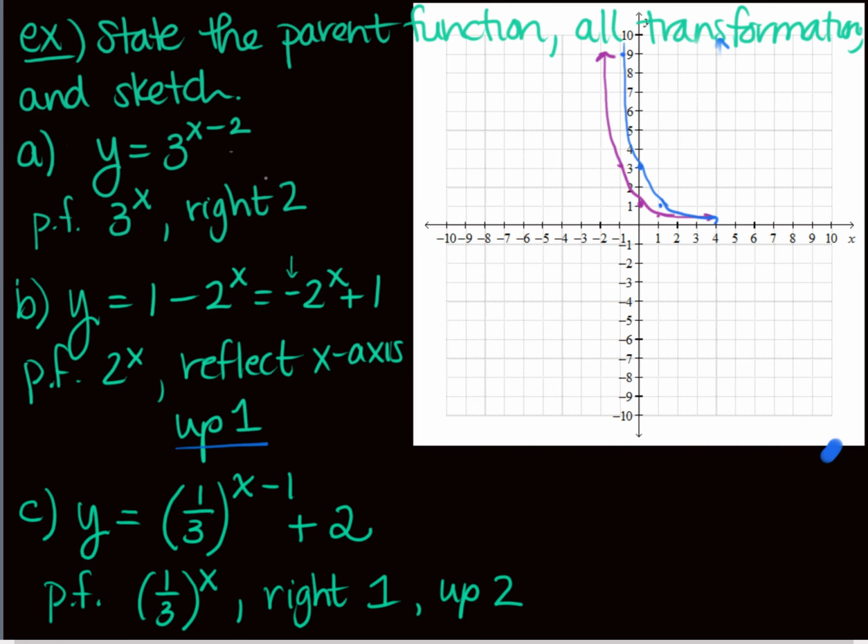So this guy's come over here, and now I want to go up 2. Now instead of having my asymptote at 0, it's actually shifted up 2. So we do have a new horizontal asymptote of 2. This pink one, after going up 2, is going to be my final answer.